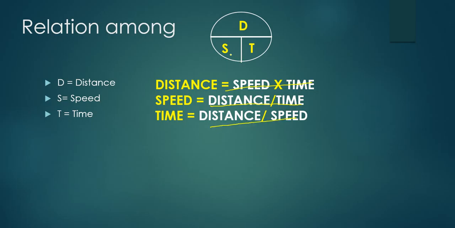So listen carefully. If you want to find the speed, just close S, and you'll get distance by time. If you want to get time, just close T, and you'll get distance by speed. If you want to find the distance, close D, and you'll get speed into time. That's what we're getting here: distance is equivalent to speed into time, speed is equivalent to distance by time, and time is equivalent to distance by speed.